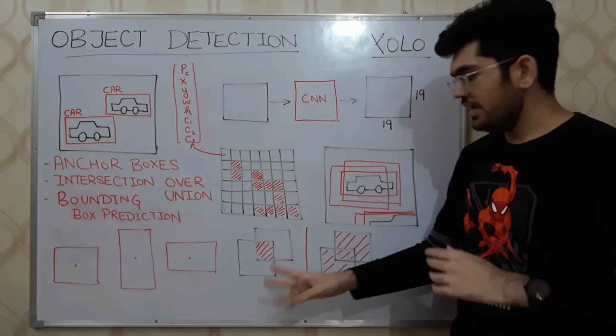So each anchor box describes what shape of the object they are looking for. For instance, this anchor box is looking for a square object. This anchor box is looking for a rectangular object with a greater height than width.